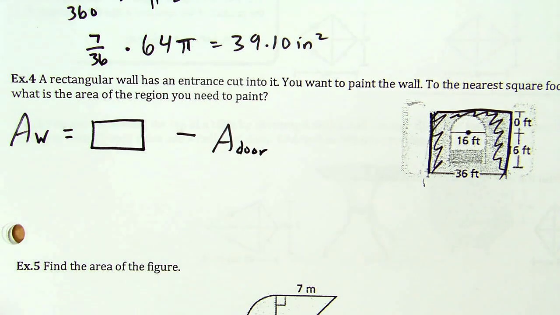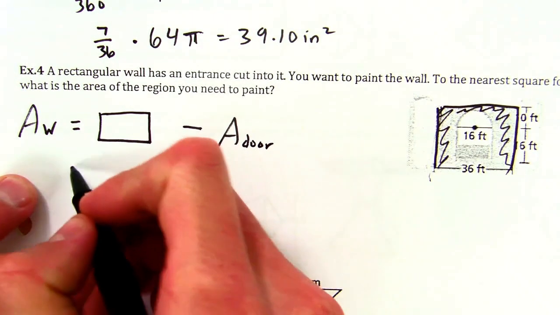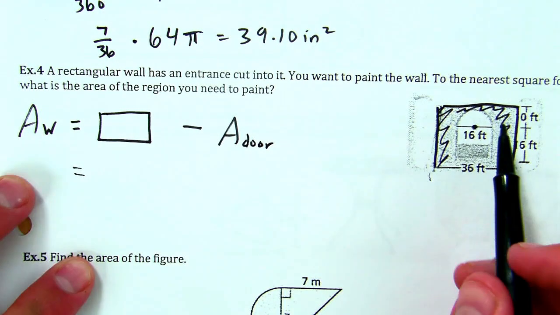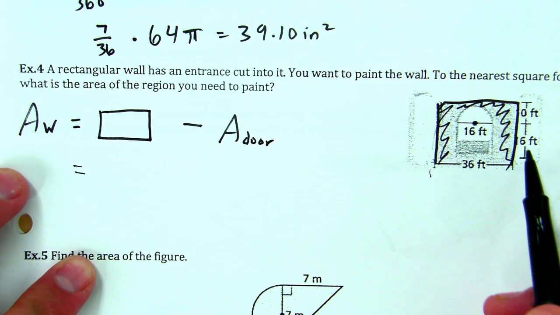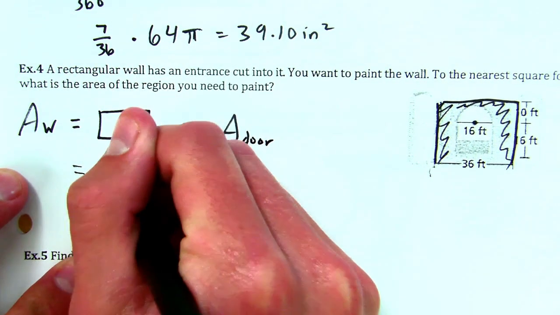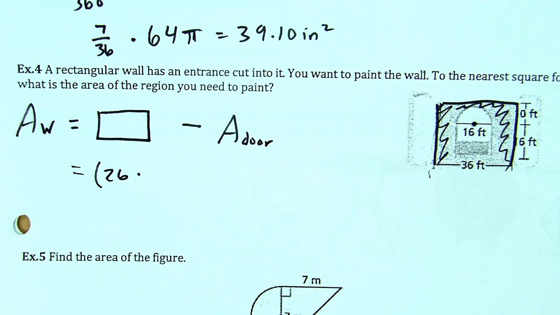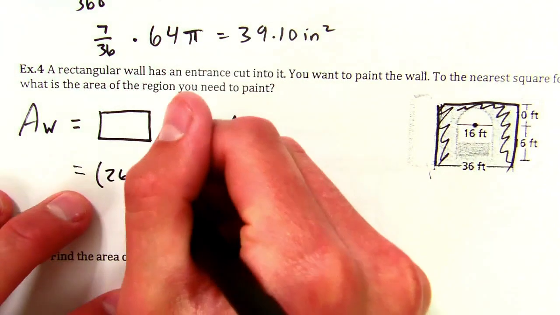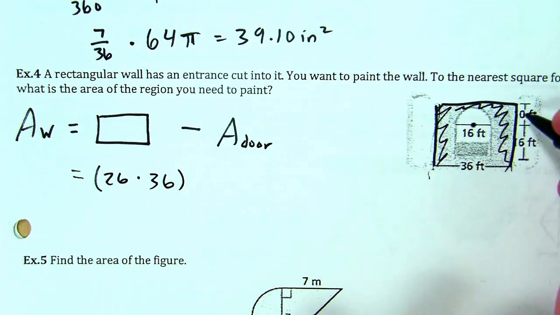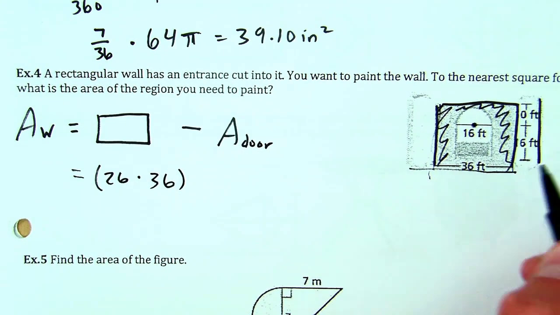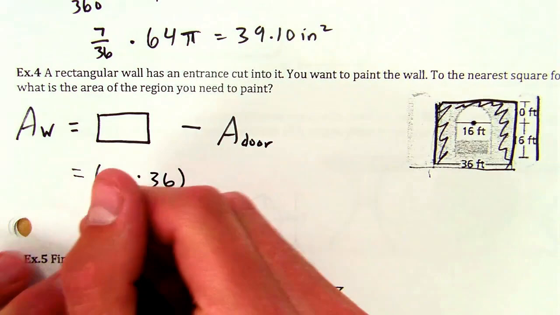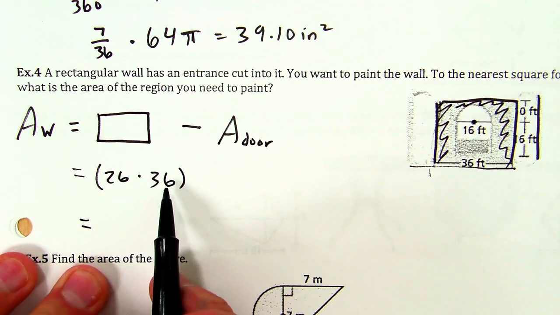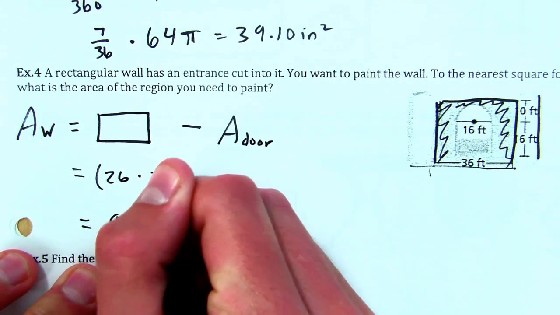So first, to find the area of this rectangular part, notice this length right here is a 10 and a 16. So 10 and 16 is 26. And the length is 36. So the area of the rectangle is this times this. This part is 36. This length is a 10 and a 16, which make 26. So the area of that rectangle, if I do 26 times 36, that's 936 square feet.